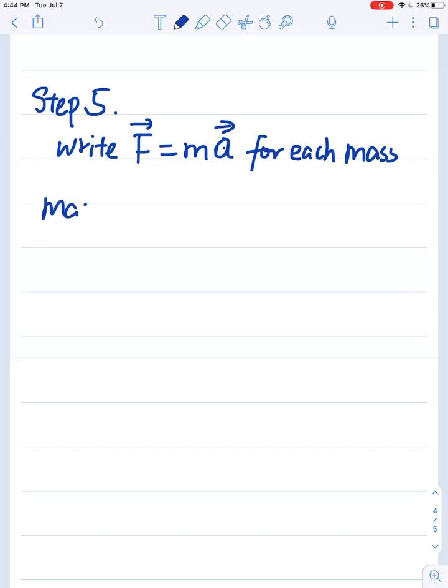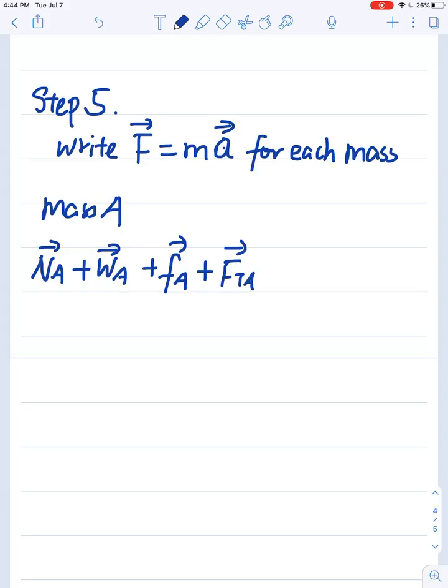We can start with mass A. For mass A, I have all the forces, plus, so we have NA plus WA plus FA plus FTA. This is the sum of the forces equals MA times AA.